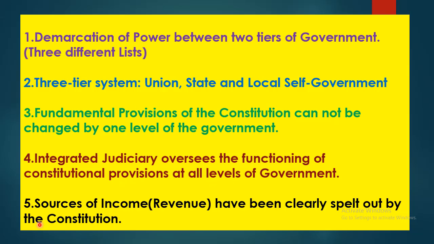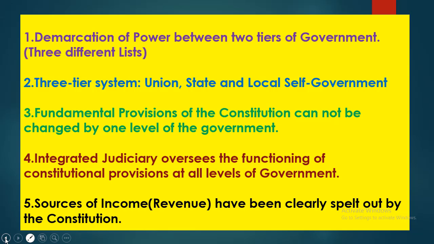Coming to the last point you can mention for this question, it is about sources of income, revenue. The sources of income have also been clearly spelled out by the Constitution. When the people pay taxes, or any kind of taxes imposed by the government, the revenue is shared between the state governments and the central government, the union government.